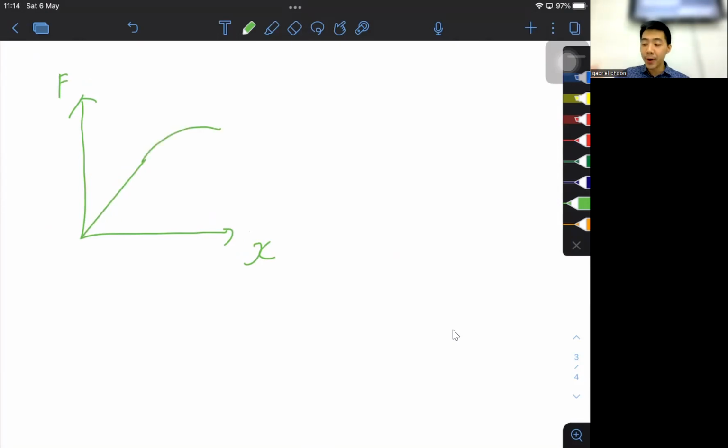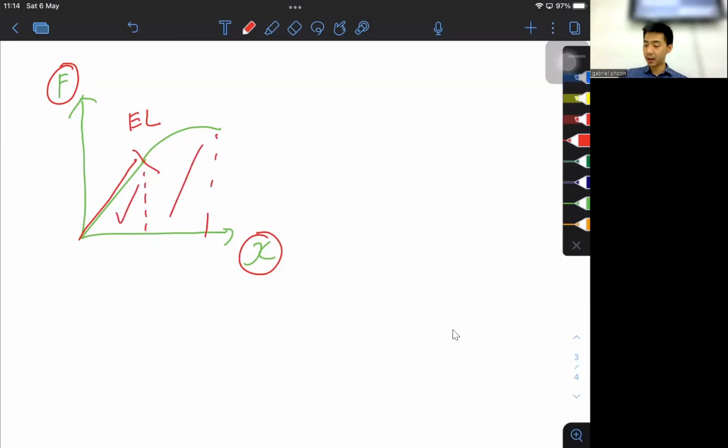Now, if you can remember this graph, you can literally get your way through the whole thing, guys. You're supposed to say something like, Hooke's law states that the force is directly proportional to the extension, provided that the elastic limit or limit of proportionality, whatever you call it, is not exceeded, right? In other words, this part here obeys Hooke's law. This part here doesn't obey Hooke's law, okay?